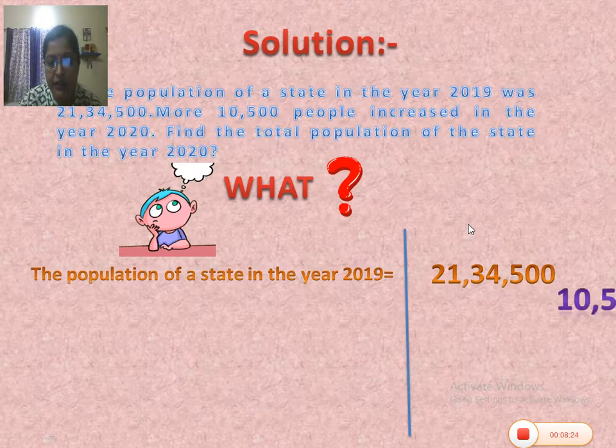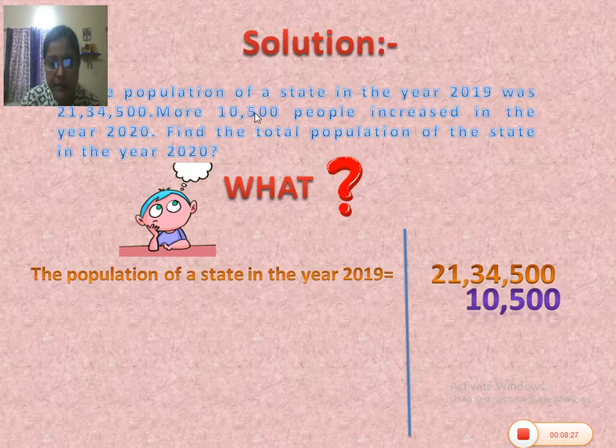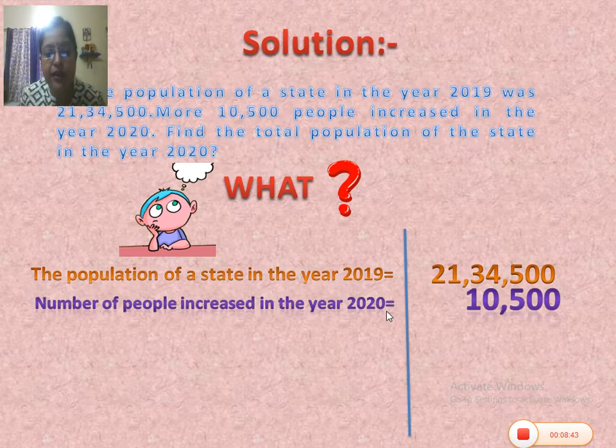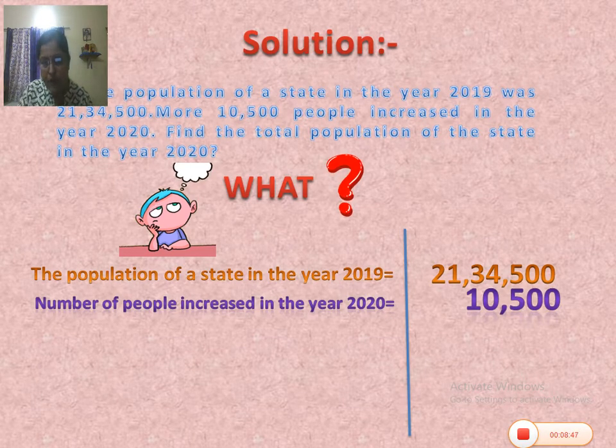Next we'll write the second number, that is 10,500, and again we'll ask ourselves the question, what? And the answer will be, it shows us the number of people increased in the year 2020. So I hope you all are getting it, how to write the statements. The moment you ask yourself what related to the number, what is this number reflecting, you will get the answer as your statement.